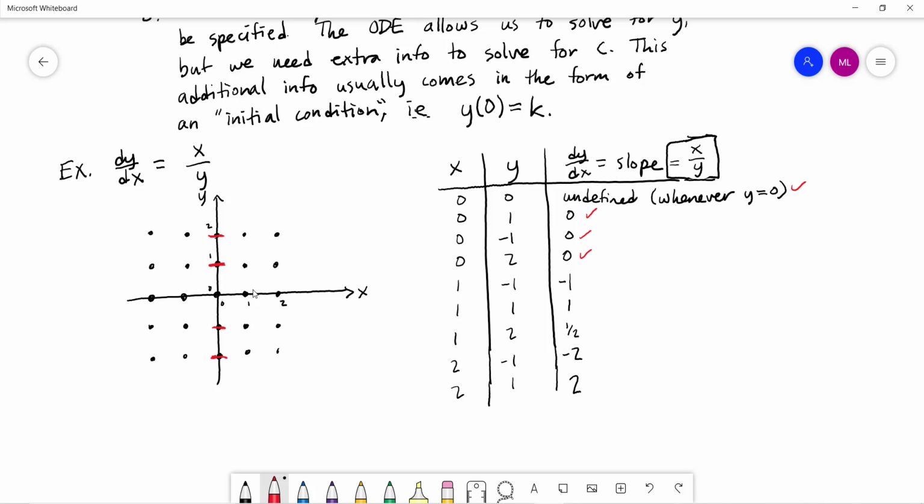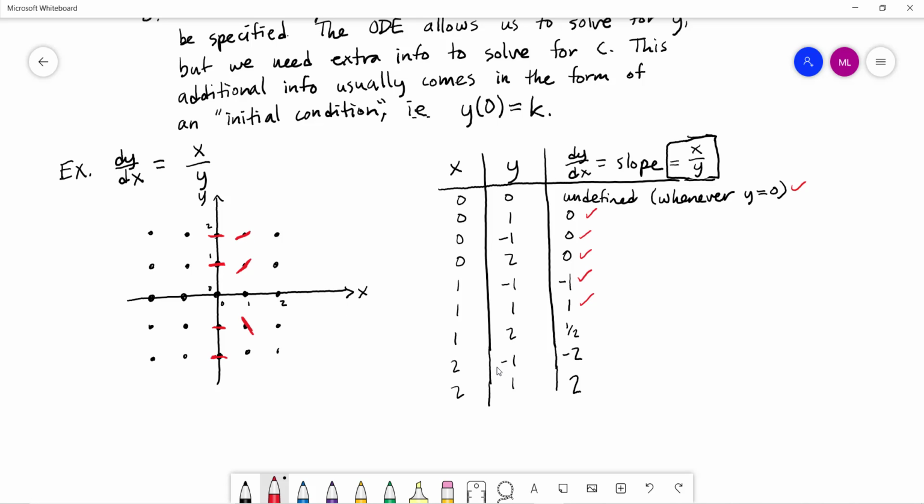Let's go to the point 1, negative 1. So that's this one right here. It has a slope of negative 1. That means it's going to go in that direction. If I instead go up to this point, the point 1, 1, that has a slope of positive 1. And so I've checked off these two. If I go to the point 1, 2, it has a slope of a half. So that's going to be a little bit flatter. It's still uphill, but not quite as steep as this one right here.